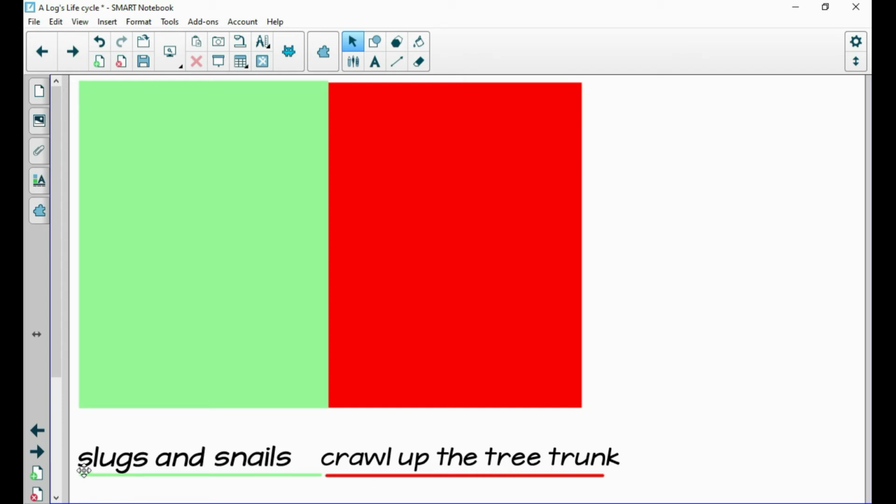Okay, and my sentence says slugs and snails crawl up the tree trunk. Now that's a pretty good sentence, right? To make it perfect, I need to make sure that it starts with a capital letter, that's one of the big letters, and that it ends with a period. And that's so easy. A period is just a what? A dot. My sentence needs to end with a period at the end. And now I'm ready. Let's read our sentence. Slugs and snails crawl up the tree trunk. That's a really good sentence with two subjects linked together with our word and.